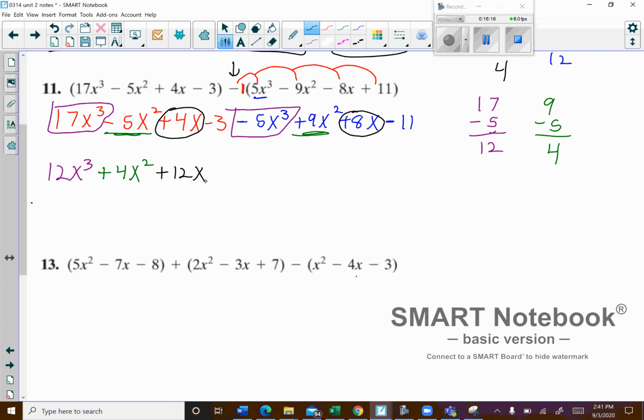Okay, and then our last one, we need to combine our constants. We have a minus 3 and a minus 11. They're both minus, so they're on the same team. Add them together, which would be a 14, so it'll be a minus 14 because they're both minus.